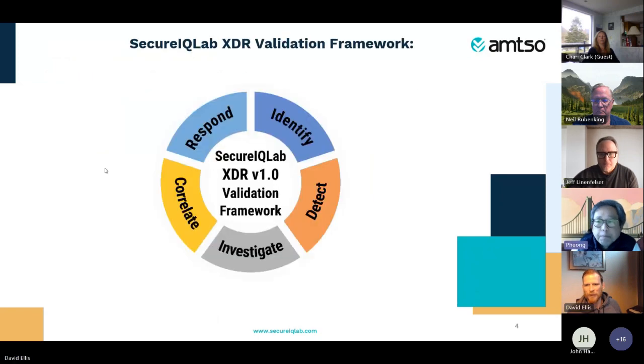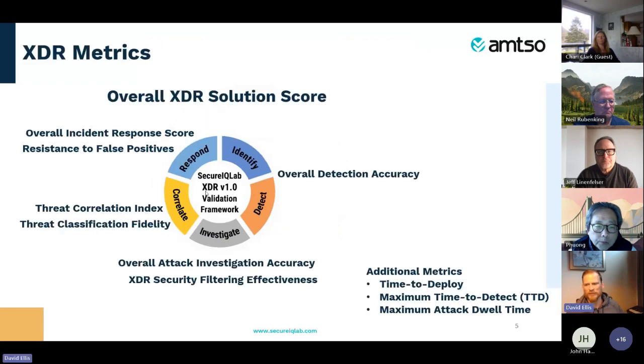Thank you, Fong. In terms of looking at the validation framework behind the testing, we basically break it down into 5 areas: identifying, detecting, investigating, correlating, and responding. So that's what we're doing at a high level, and it's going to make a little bit more sense once we flesh this out with some of the metrics that we're looking at and gathering from these areas.